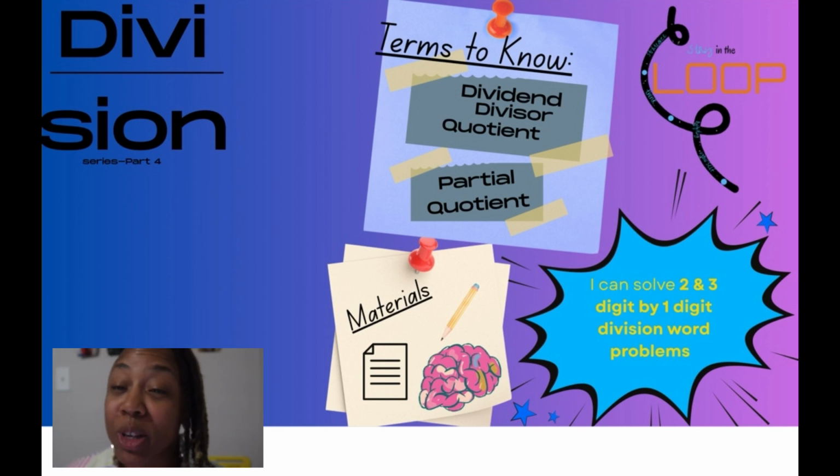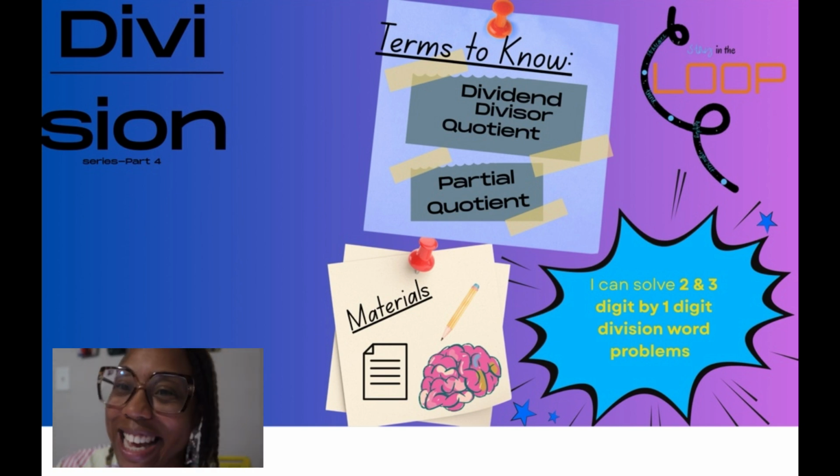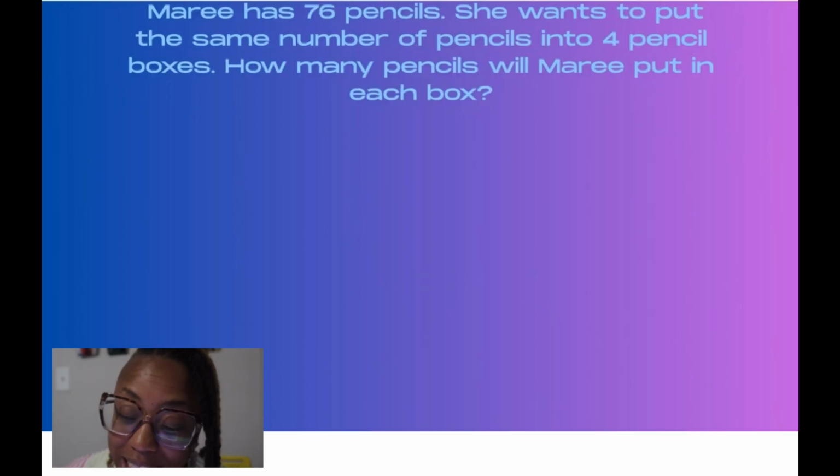In our previous video, we learned how to solve 2 and 3 digit dividend by 1-digit divisors using the partial quotient strategy. And in this video, we're going to be doing the same thing, just embedded within word problems. You know I love a good word problem. So allow me to put on my focals, and let's begin.